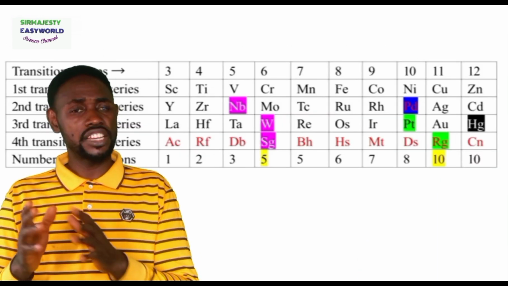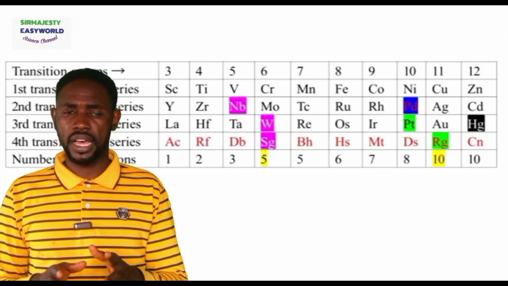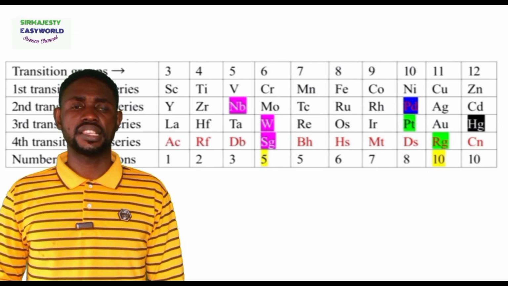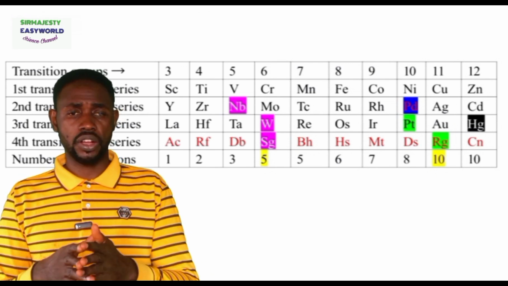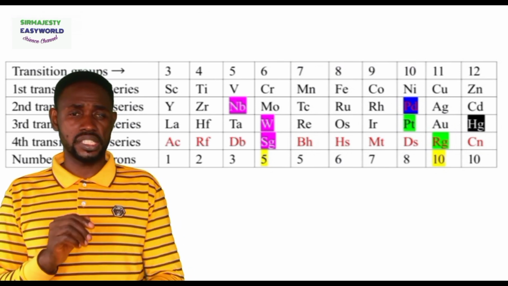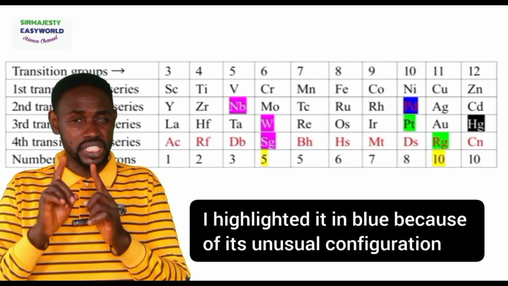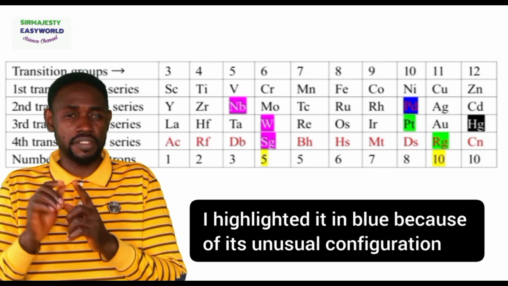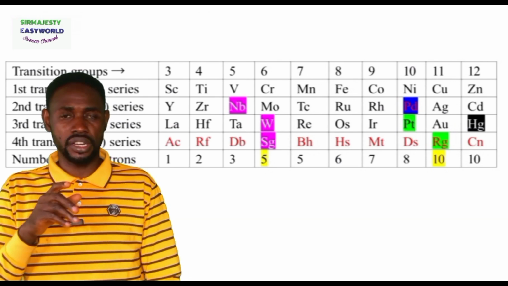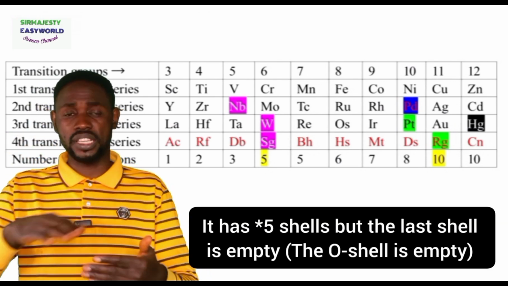Then palladium also has an unusual configuration from other transition elements. In the ground state, it is number 46 and it ends in 4d10 5s0 instead of 4d8 5s2 as expected from elements in period 4, because the last shell is 0 shell. It has 5 shells. That's why it's in period 5.